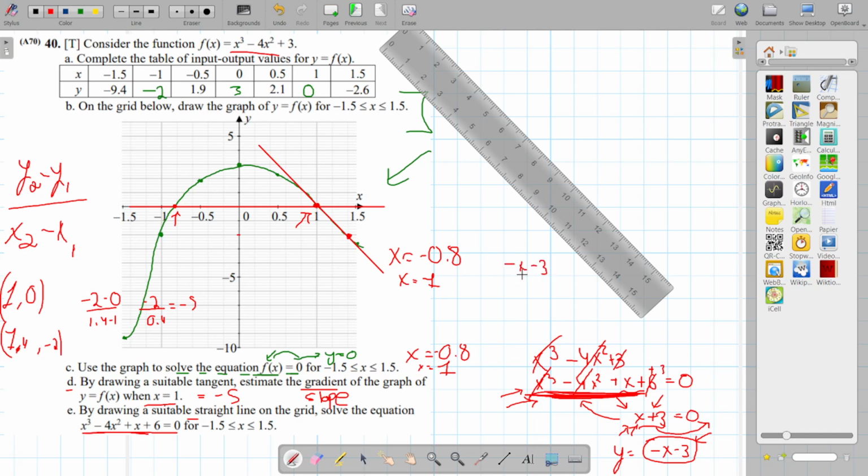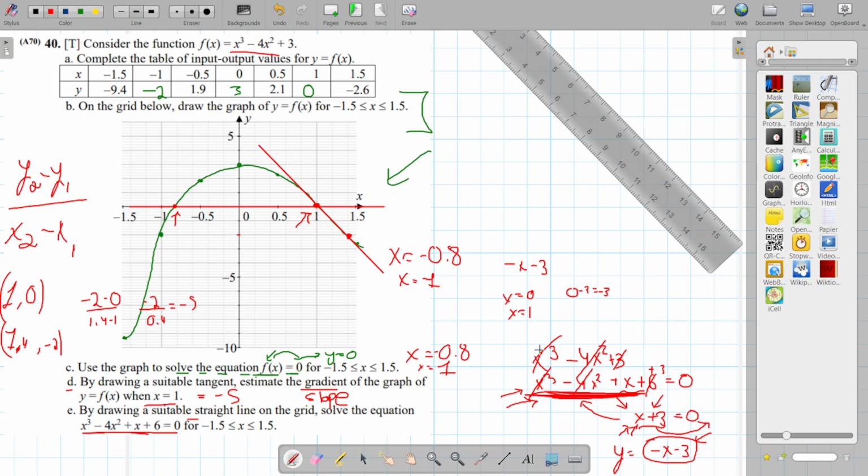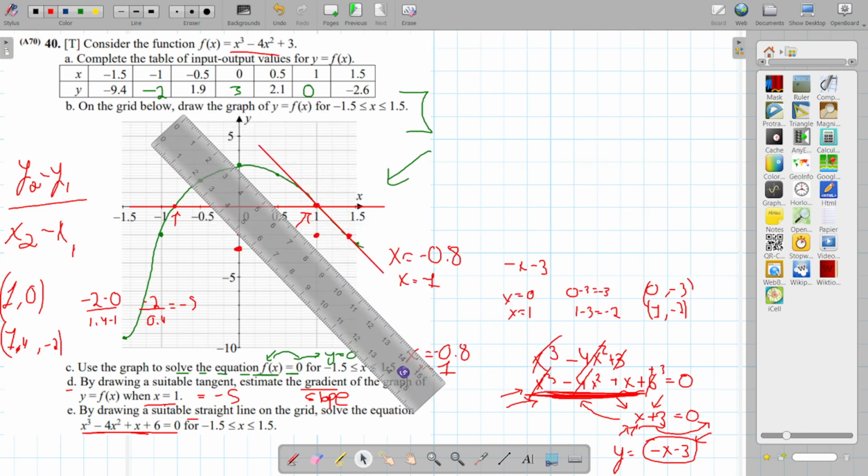Like we did previously, take x equals 0 and x equals 1. They're the easiest 2 points. 0 will be 0 minus 3 equals negative 3. When it's 1, it will be 1 minus 3 equals minus 2. So our 2 points will be 0, negative 3, and 1, negative 2. 0, negative 3 is going to be over here, and 1, negative 2 will be over here. Obviously connect them with a ruler to draw a straight line.